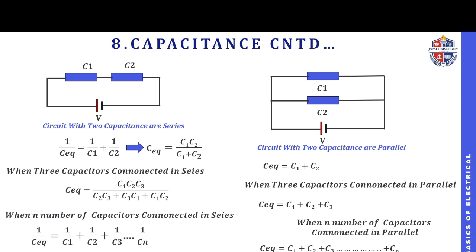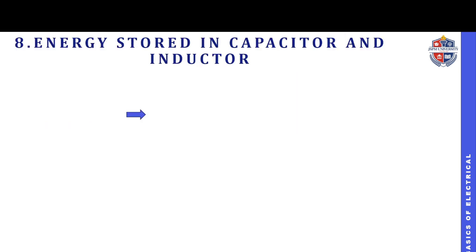I hope you understand the effect of capacitance and the formula for capacitance. Already we know capacitance equals Q by V, right? In the next slide we are going to find the energy stored in the capacitor and inductor. Now we are going to learn about the energy stored in the capacitor and inductor. First let's see about the capacitor. The current flowing through the capacitor is dq by dt. We know current is the movement of charge with respect to time.